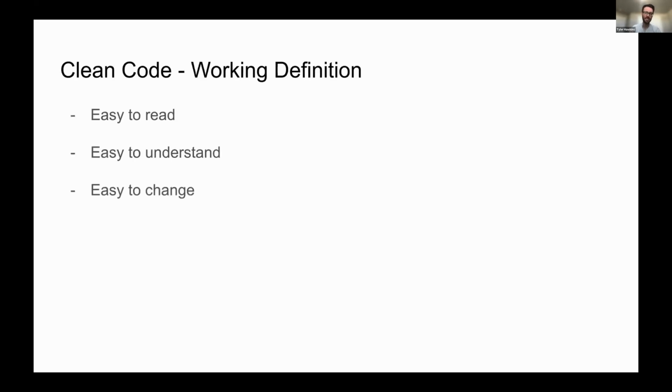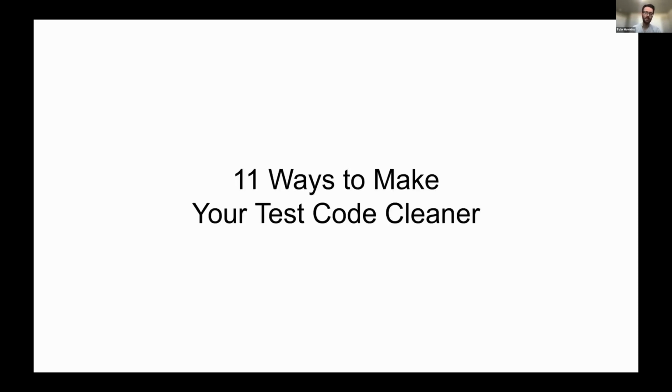So as we think about these things, just a working definition of what we mean when we say clean code. To me, clean code is code that's easy to read, easy to understand, and easy to change. So today we're going to be looking at how we can write our tests and our test suites so that they're easy to read, easy to understand, and easy to change. So with that, let's look at 11 ways to make your test code cleaner.